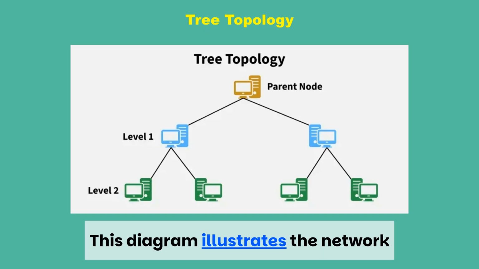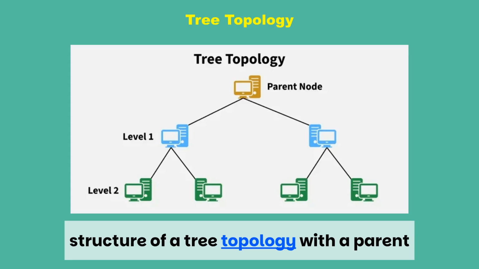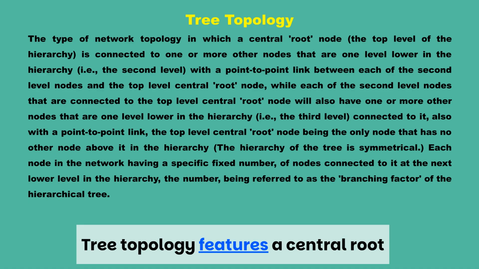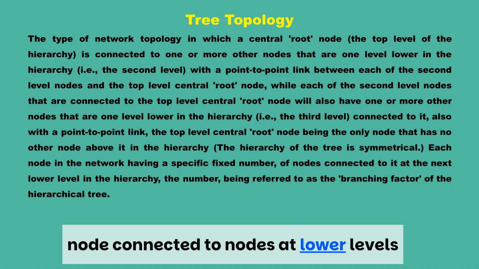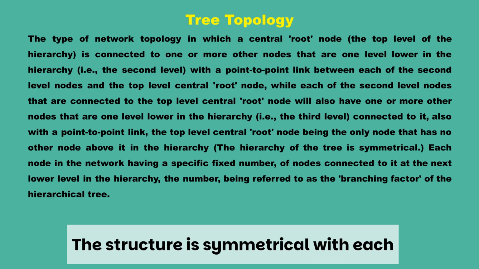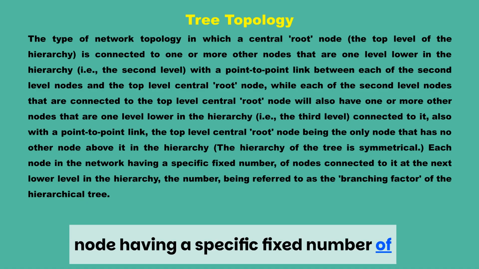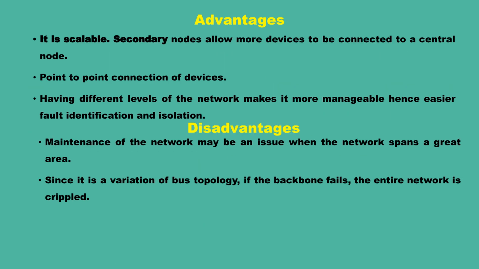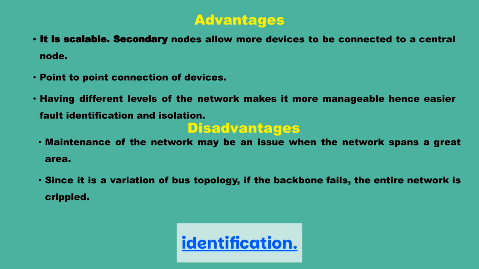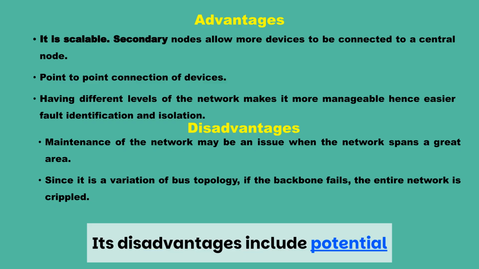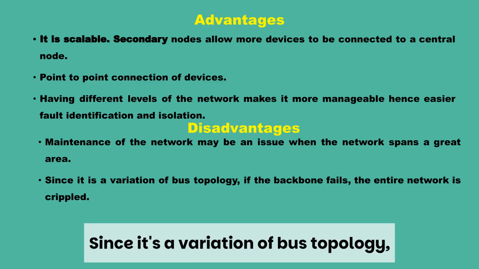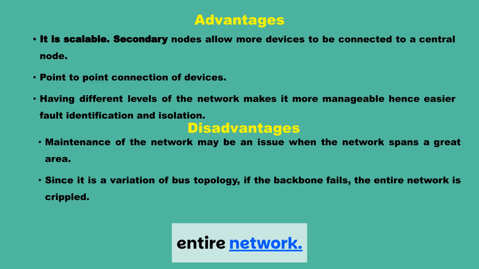This diagram illustrates the network structure of a tree topology, with a parent node at the top and branching levels below. Tree topology features a central root node connected to nodes at lower levels in a hierarchy, using point-to-point links. The structure is symmetrical, with each node having a specific fixed number of nodes connected to it at the next lower level. Tree topology is scalable and manageable, simplifying fault identification. Its disadvantages include potential maintenance issues over large areas. Since it's a variation of bus topology, failure of the backbone cripples the entire network.